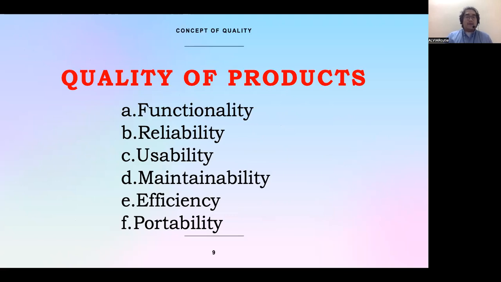So next, my second topic is quality of products. So sobrang bilis natin. So this is my second topic for the chapter 1. Okay, quality of products. Meron tayong 6 quality of products. Number 1 is functionality, reliability, usability, maintainability, efficiency, and portability. So, let's discuss it one by one.